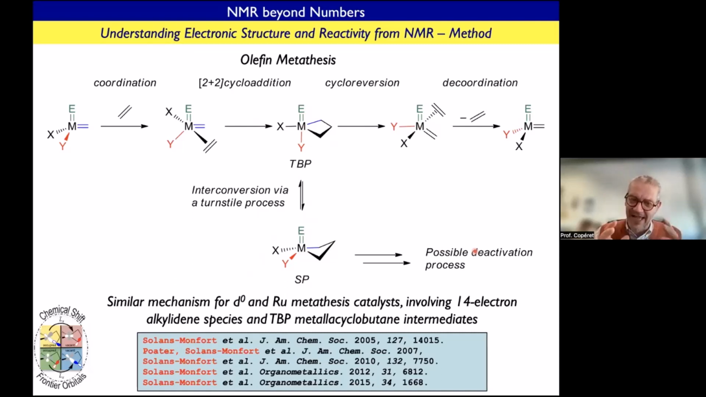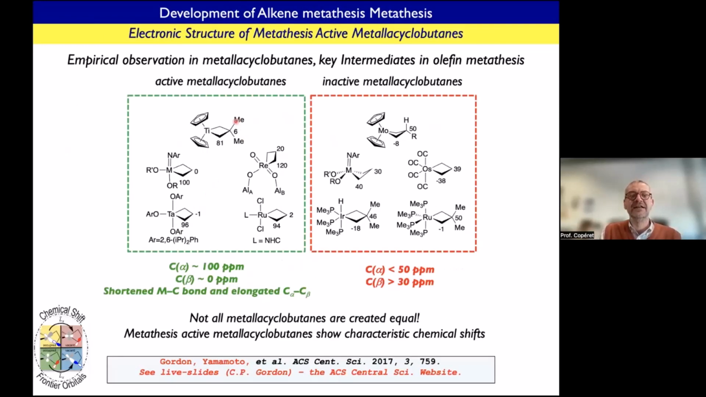Because it turned out that, if I look at these two types of metallacyclobutane, there are some very funny trends in the literature. For instance, if I take a metal complex where metallacyclobutanes have been isolated, all the metallacyclobutanes in this green box are involved in metathesis, whether they are ruthenium, rhenium, titanium, or molybdenum. They are all involved in metathesis, and they have a very funny chemical shift pattern. The alpha carbon is around 100 ppm, and the beta carbon is around 0 ppm.